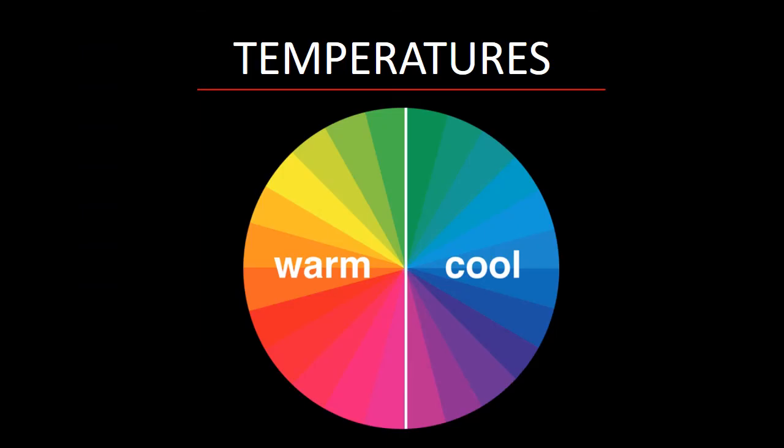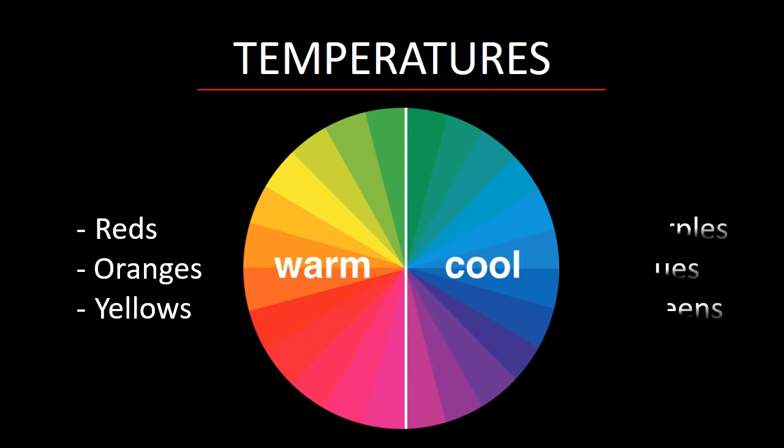We have two different color temperatures. One is warm and another one is cool. Red, orange and yellow are warm colors, and purple, green and blue are cool colors.